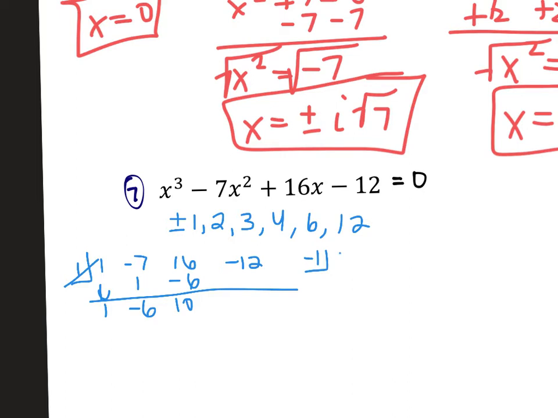Try negative 1. 1, negative 7, 16, negative 12. Bring down the 1. 1 times negative 1 is negative 1. Negative 7, negative 1 is negative 8.